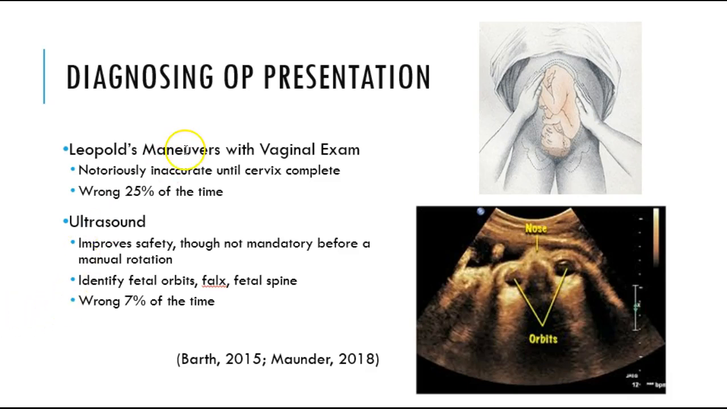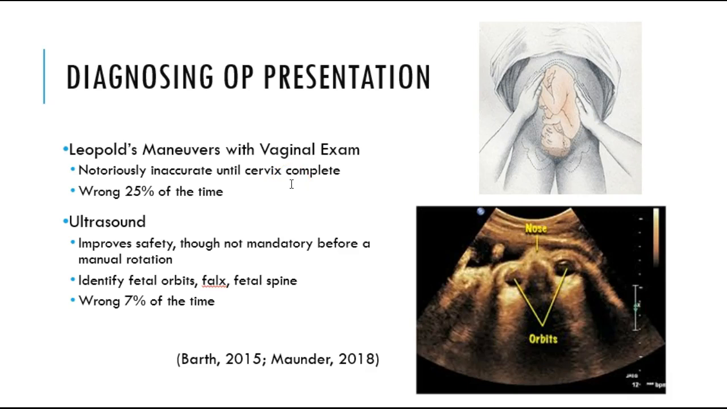For diagnosing it, Leopold's maneuver with a vaginal exam is one way to do it. Notoriously inaccurate until the cervix is complete, which I talked a little bit about when we did our pelvic exams. Providers are about 80 to 90% accurate in finding OA presentations, and about 50 to 60% accurate with identifying OP presentations. So we're wrong sometimes, but the more open our cervix gets, the more likely we can correctly identify it. And I've got a couple pictures coming up that also show you how a gravid abdomen can look different if somebody's OP. So you can combine that with your Leopold's maneuvers.